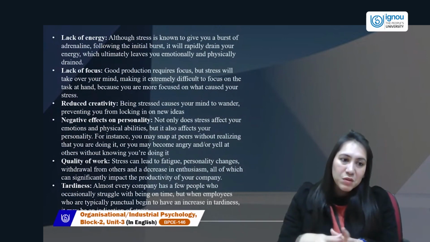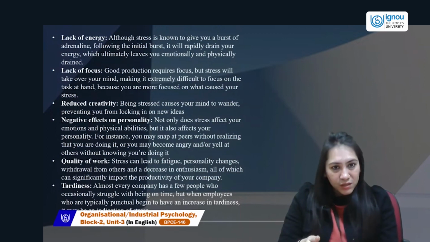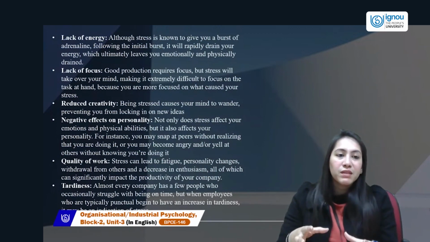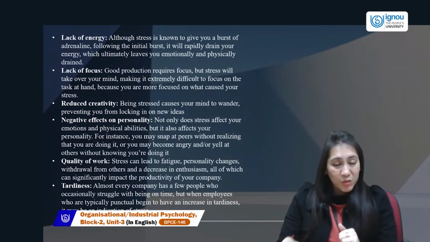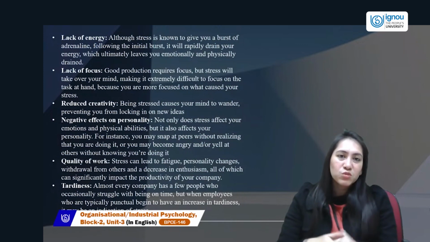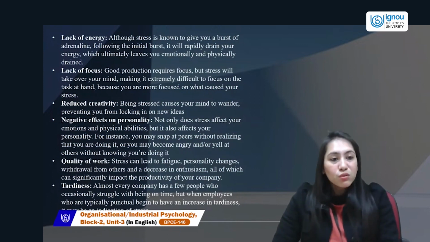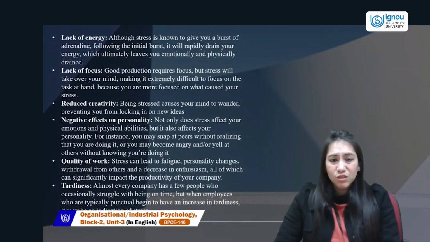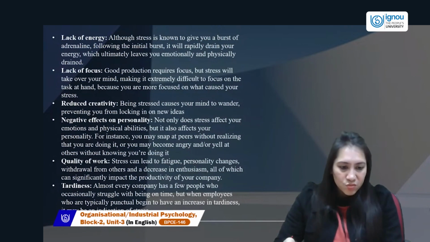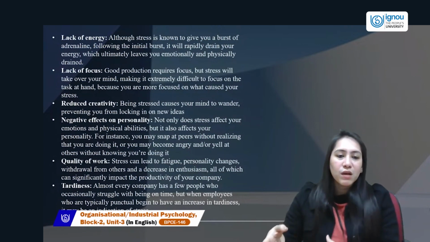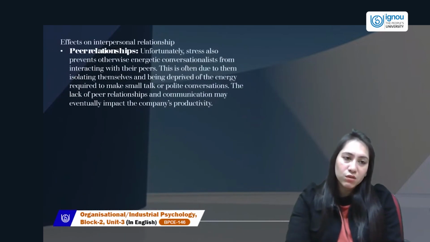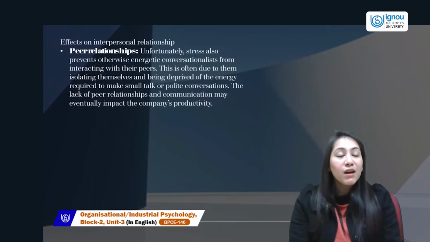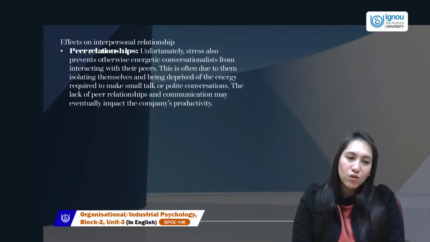There are negative impacts on personality. People get irritable, they become very neurotic, they become very moody. It creates hindrances in their personality development, and they might snap at peers or misbehave with family, which becomes a part of their personality. Also, quality of work reduces because you're fatigued, your mental health is low, and you're always under internal conflict. There is also tardiness, as almost every company has a few people who occasionally struggle with this. So this is what we spoke about in terms of productivity, and it equally impacts your relationships.